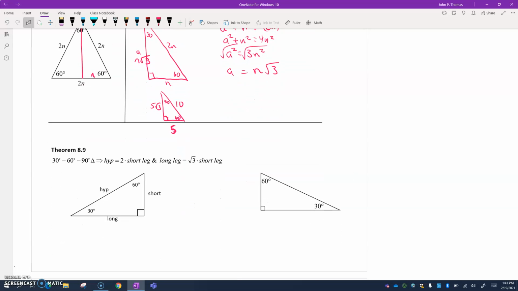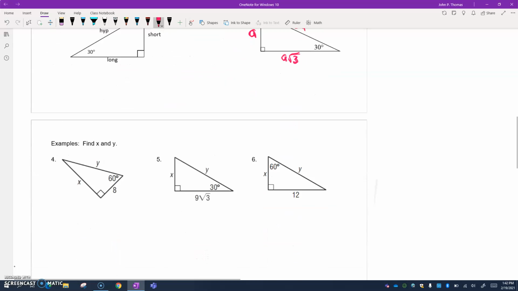So again, to summarize, when we have a 30, 60, 90 triangle, you're always going to have a short leg, a long leg, and the hypotenuse. The pattern we're going to use is the short leg we're going to call A. Then the hypotenuse is twice that, because remember, we cut an equilateral triangle in half. And then from the Pythagorean theorem, the last side is A times root 3. So we have A, 2A, and A root 3. On the next page, we're going to use this to solve some problems.